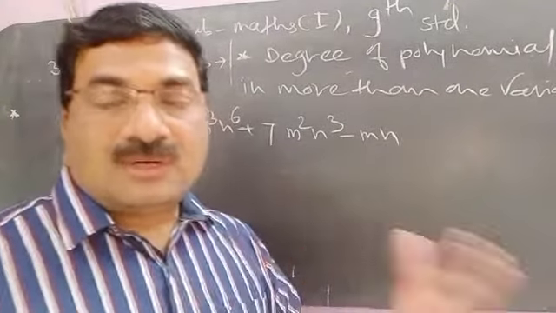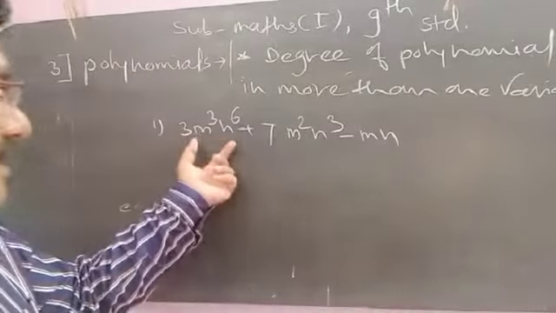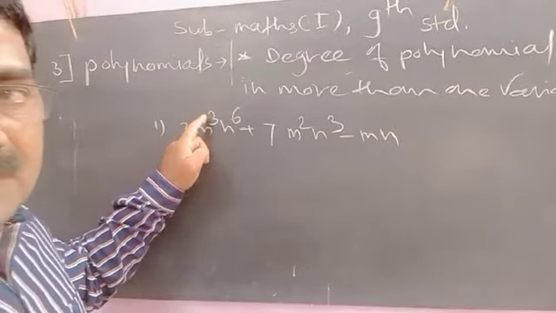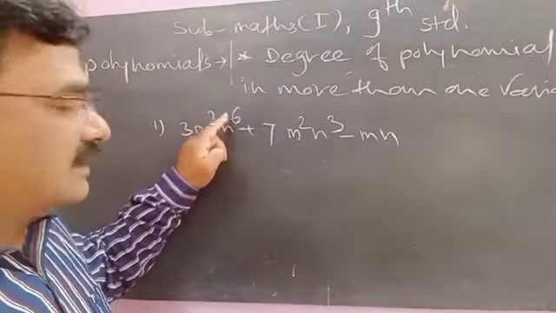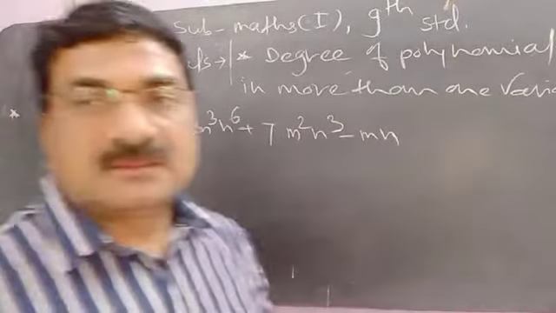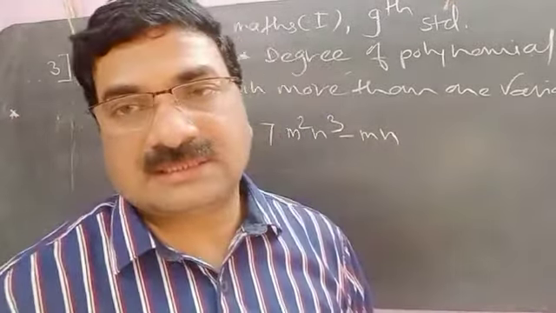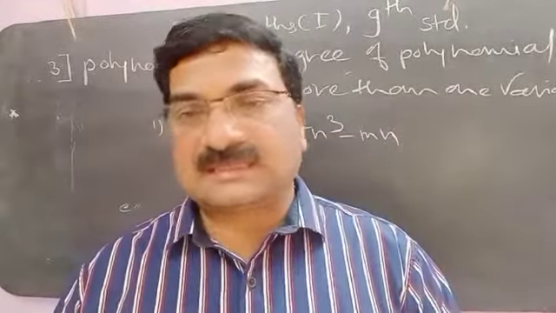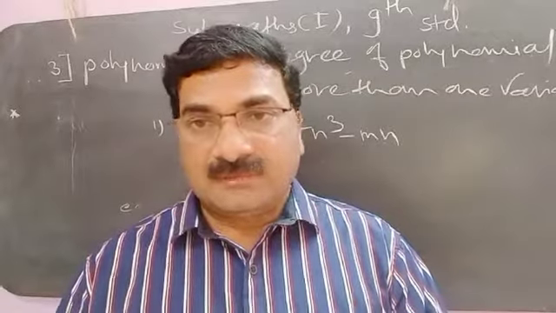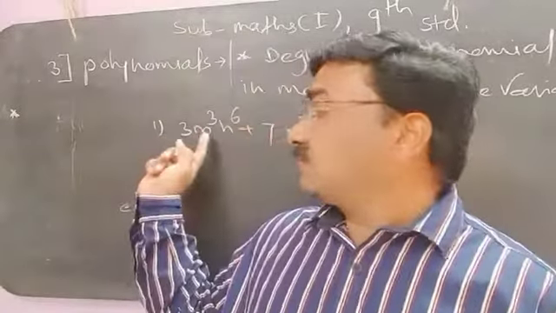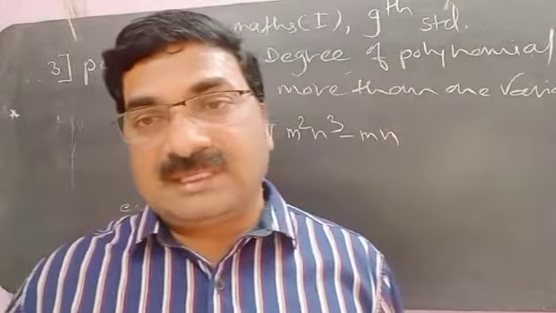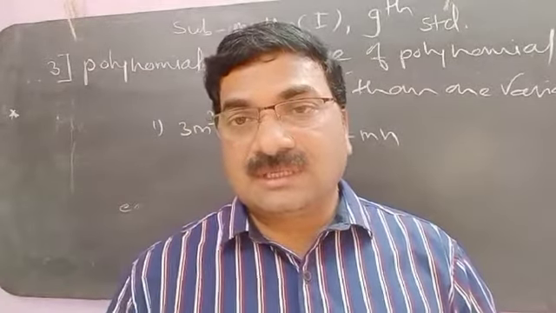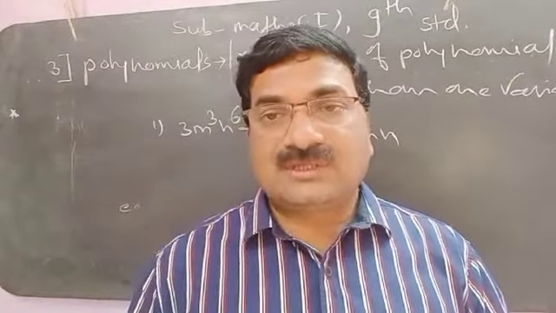Then observe first their powers. In this first term, the power of the variable m is 3, and the power of n is 6. Then we know the laws of indices: in the process of multiplication we have to carry out addition of their powers. घातांकांची बेरीज करायची. मल्टिप्लिकेशनची प्रोसेस आहे, मग त्यांच्या घातांकांची बेरीज करायची. मग 6 आणि 3 किती होतील? 9. That is addition of their powers.